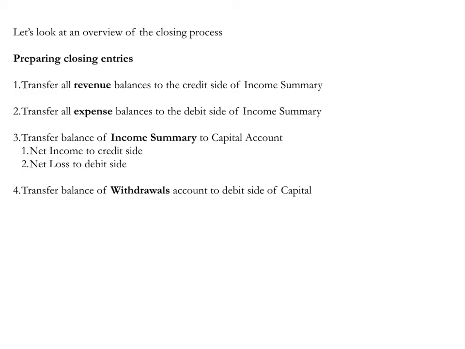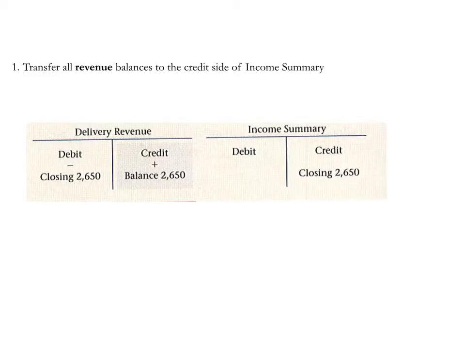Our fourth step is we will transfer the balance of the withdrawals account to the debit side of capital. Remember, withdrawals is going to decrease our capital, so it goes to the debit side of capital. So let's look at each of these steps and see an example, and we're going to use our T accounts to analyze and look at how these transactions work.